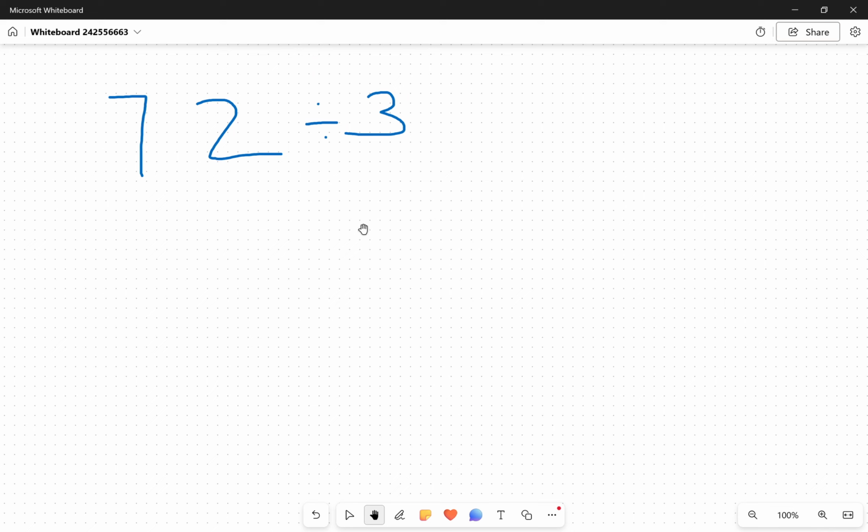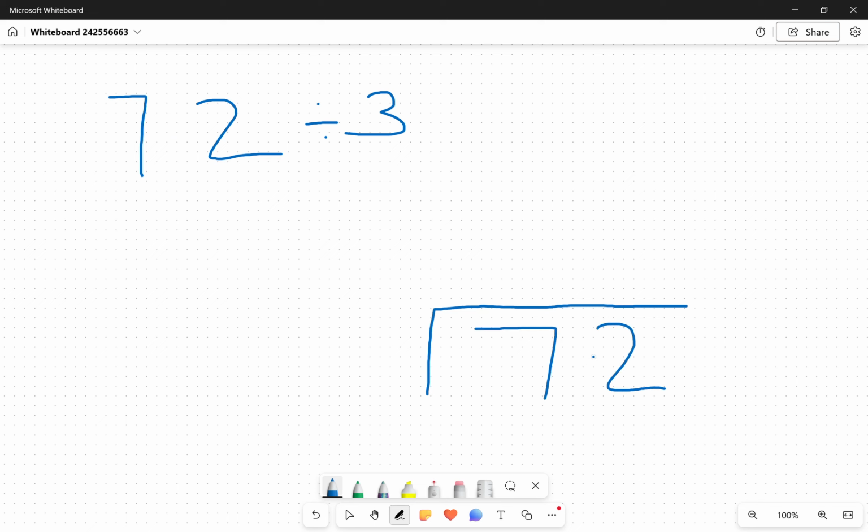So starting with the single digit, the way we use the bus stop method is to draw our box. This is our bus stop. We put the first number, the number which is being divided, inside the box, and then the number we are dividing into it goes here on the outside. And the way that this method works is, rather than dividing 3 into 72, which is a very large number, we divide it into each of these numbers individually.